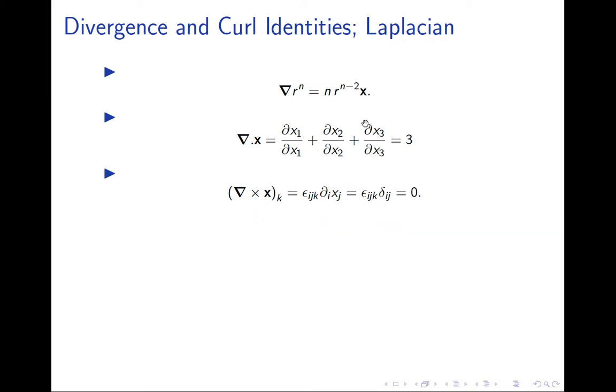Okay, so these two are very important identities which you need to know, and this one as well: the divergence of the position vector is 3, the curl of the position vector is 0, and the gradient of r to the n, where r is the position vector magnitude, is given by this formula.